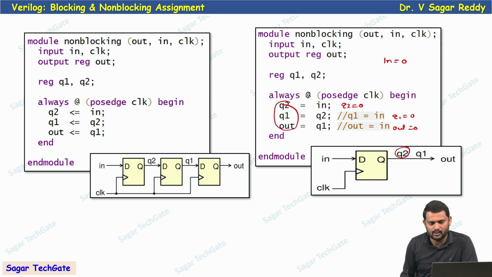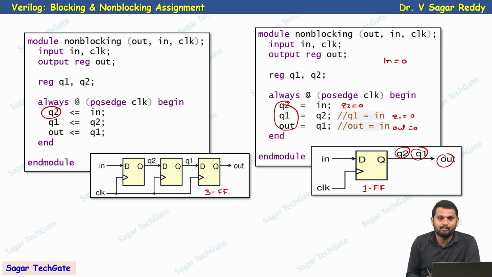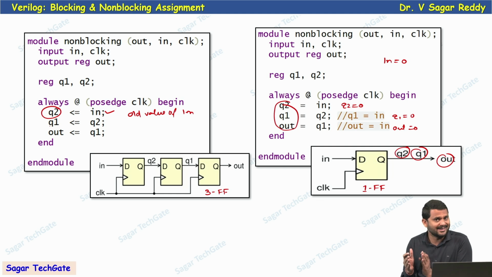So now Q2, Q1 out hold one value. So only one flop, it infer only one flop. Okay, only one flip-flop it infer. Here 3 flip-flop it infer because this Q2 holds the previous value of in, old value of in. Yes or no? So Q2, Q1 is old value of Q2. Out is old value of Q1. So we have 3 different values. So we need here 3 flip-flop.